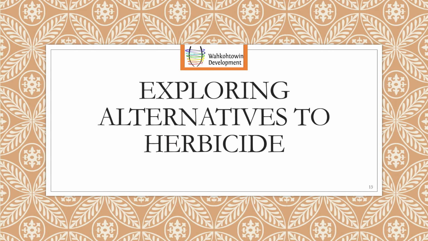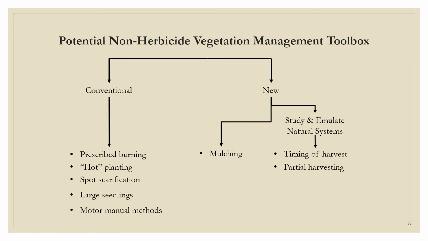Of course, there are many other regeneration methods to explore that are potential alternatives to herbicide. This chart shows the current potential toolbox of non-herbicide vegetation management methods. The conventional alternatives that are being explored across the province are prescribed burning, hot planting, which is changing the timing of planting to be as close to harvest as possible, spot scarification instead of scarifying the whole site, planting larger seedling stock, and motor manual methods, which includes brush saws to clear around planted seedlings.